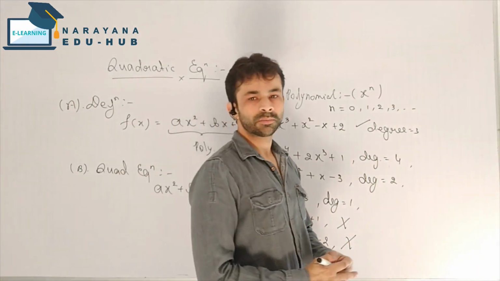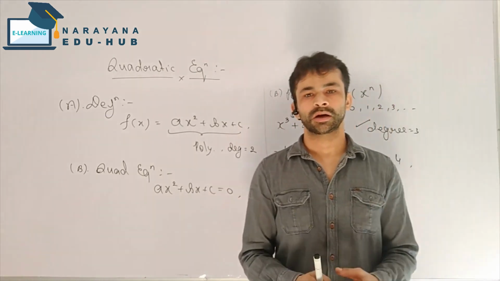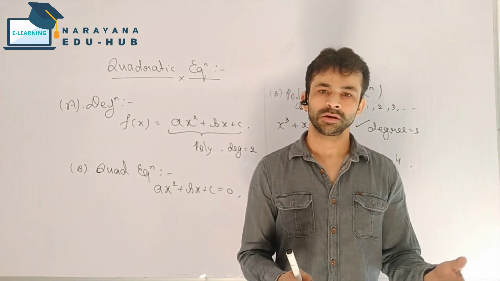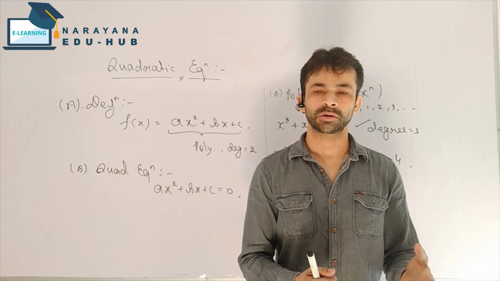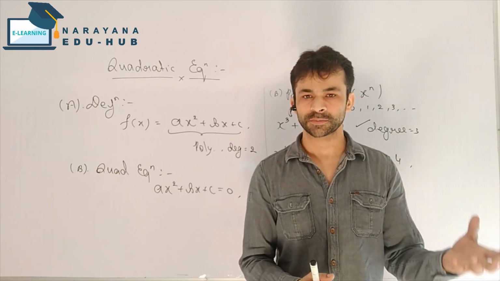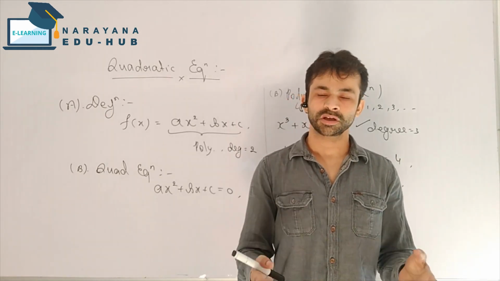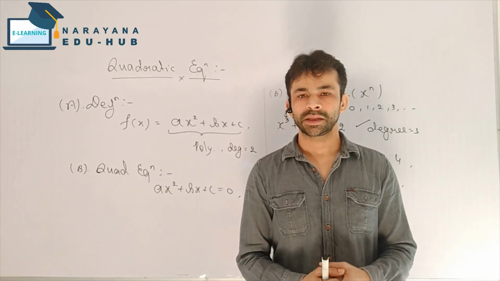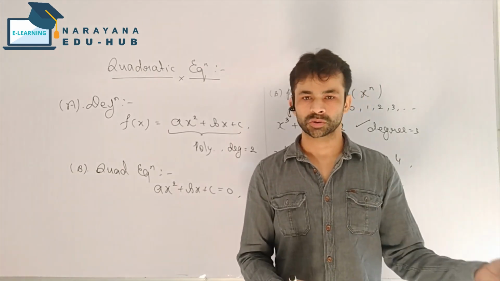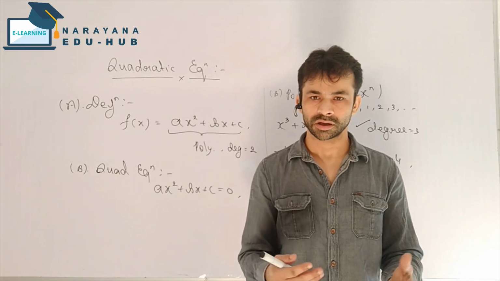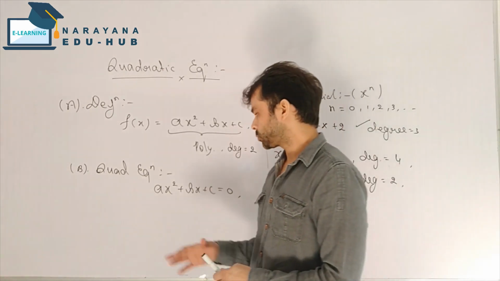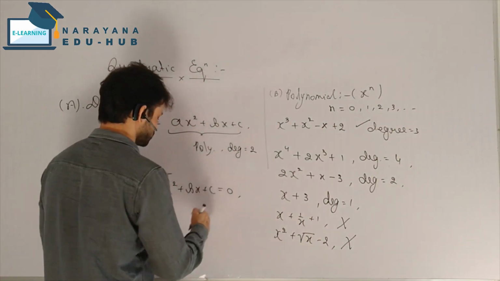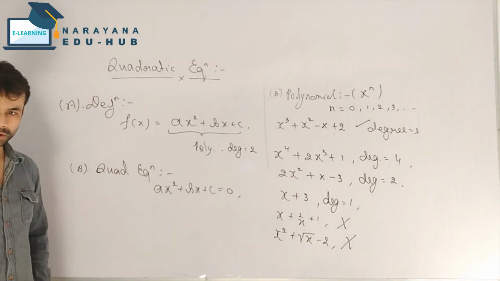You must be knowing the basic difference between a quadratic equation and an expression. I mean to say the difference between expression and equation. In an expression you don't have equality. In an equation you can always write equal to 0, you always have an equality. So when we equate to 0, this becomes an equation. So this is a quadratic equation.